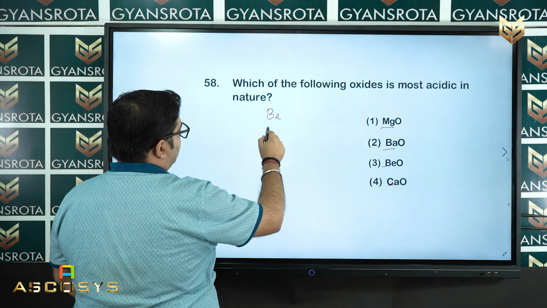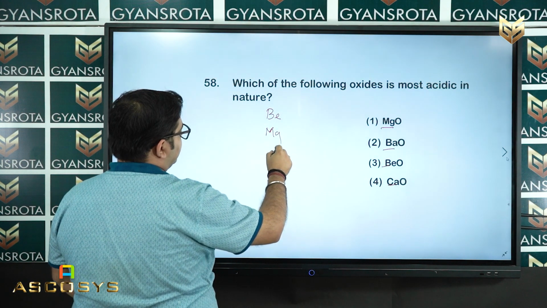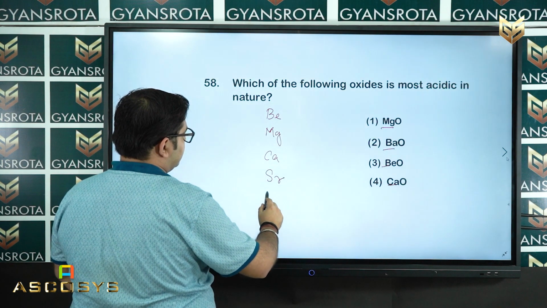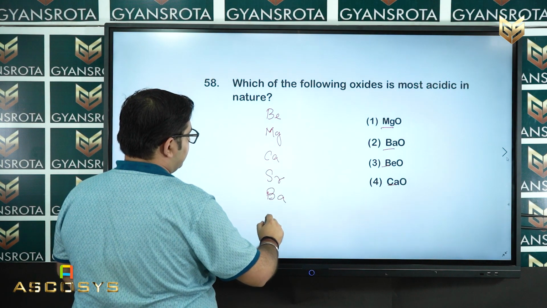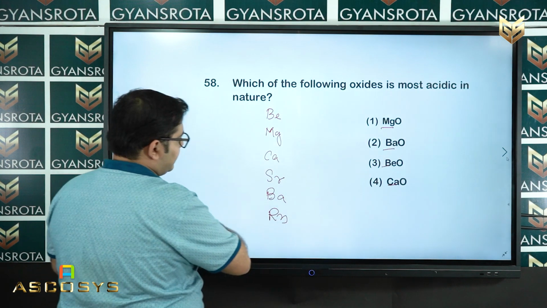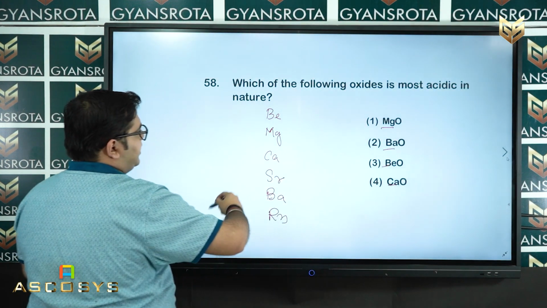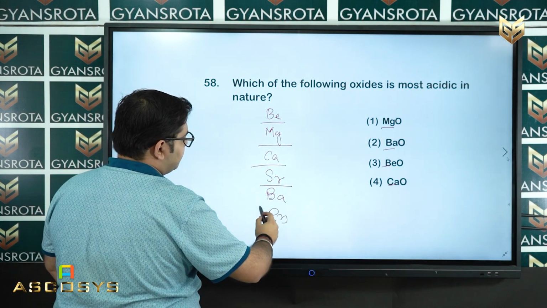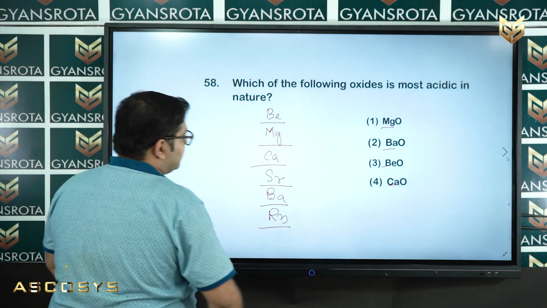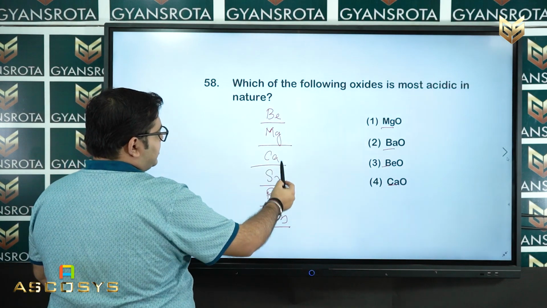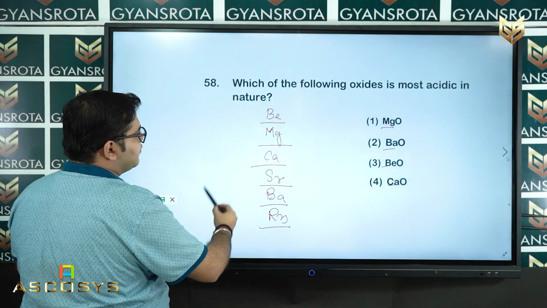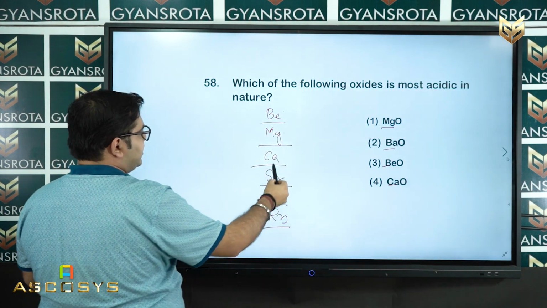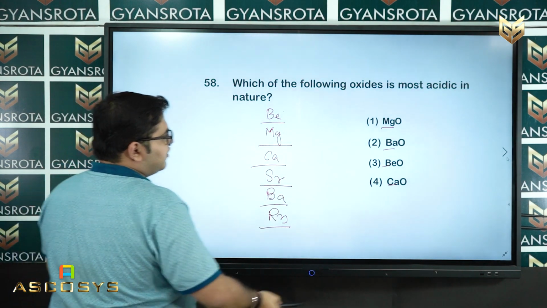Beta, Mange, Kanya, Sundar, Bap, Raji. Again I am repeating: Beta, Mange, Kanya, Sundar, Bap, Raji. You can use any mnemonic, but this is a good one.